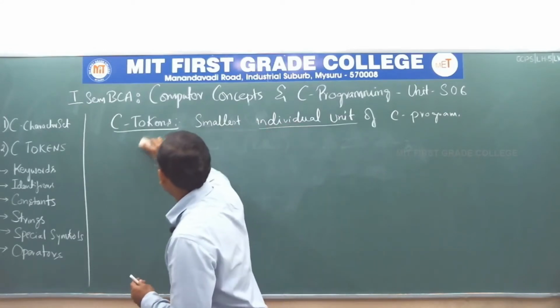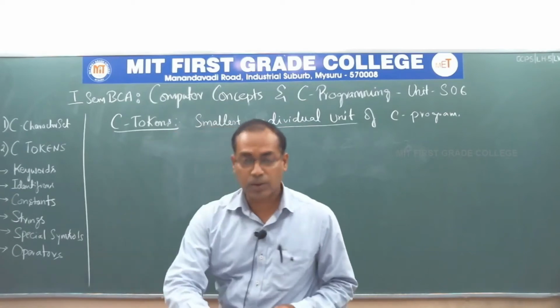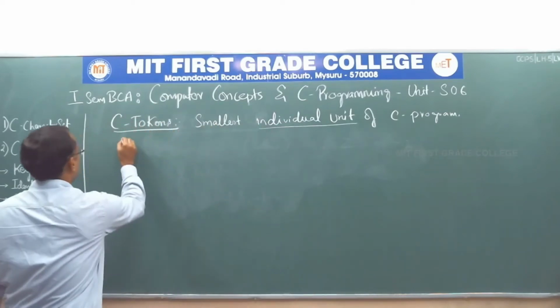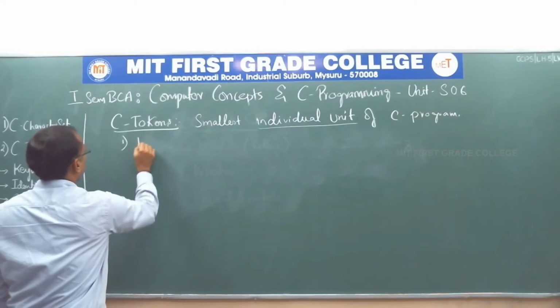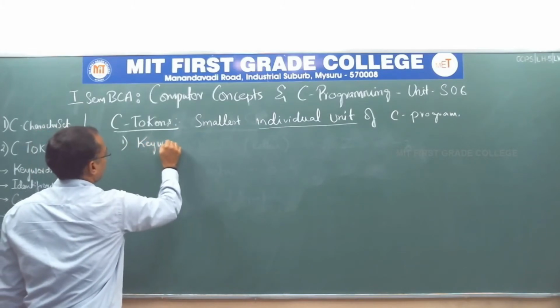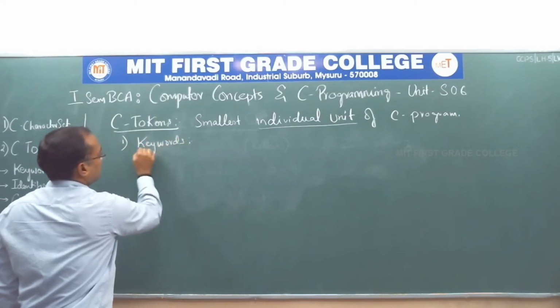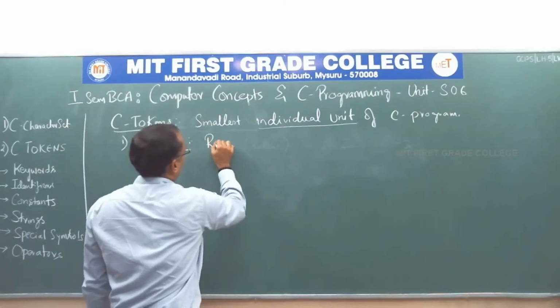Now, if you have understood this trick, we'll begin with the first C token, which is nothing but the keywords. Keywords are also called reserved words.